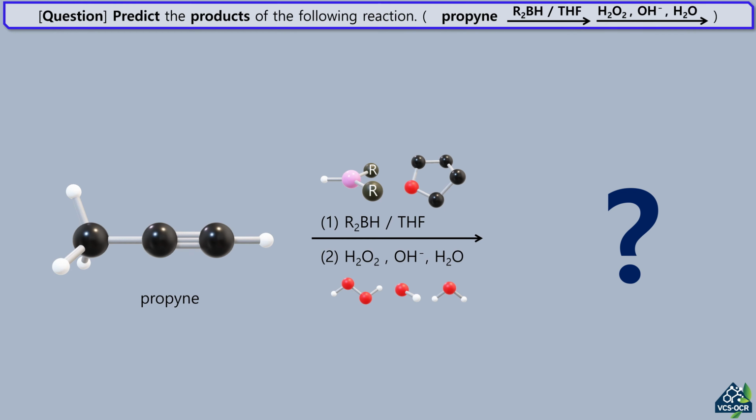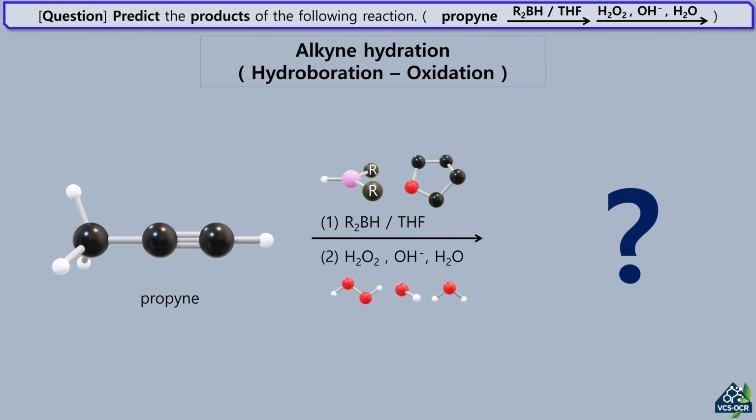Welcome back to our series on alkyne reactions. In the previous video, we explored oxymercuration, which hydrates an alkyne following Markovnikov's rule to produce a ketone. In this video, we look at the complementary reaction, Hydroboration-Oxidation. This method also adds water across the triple bond, but with opposite regioselectivity.